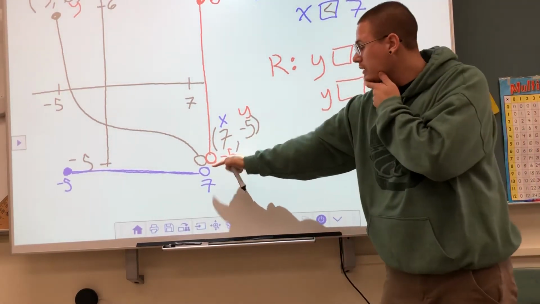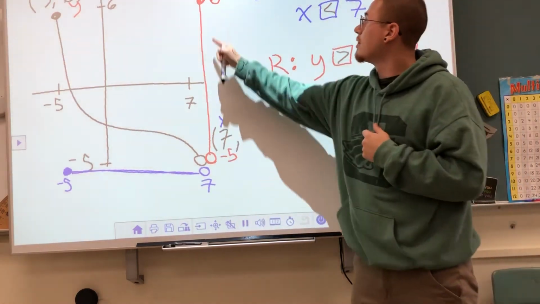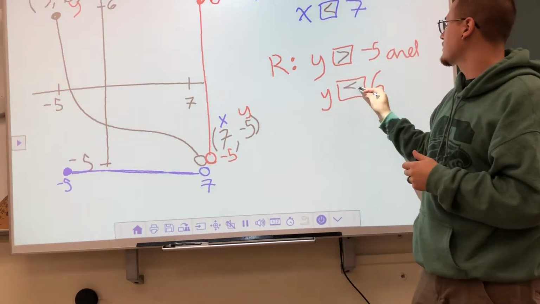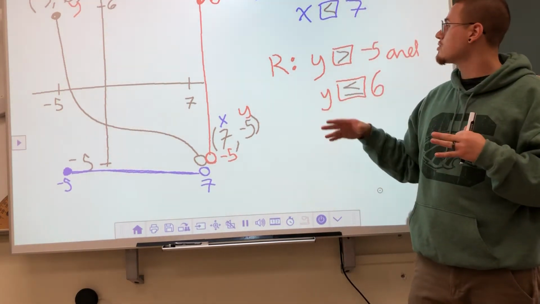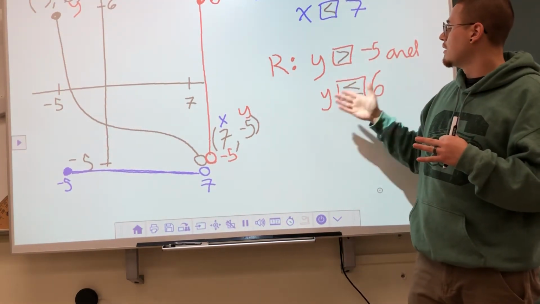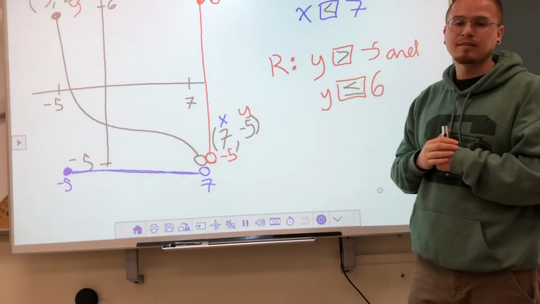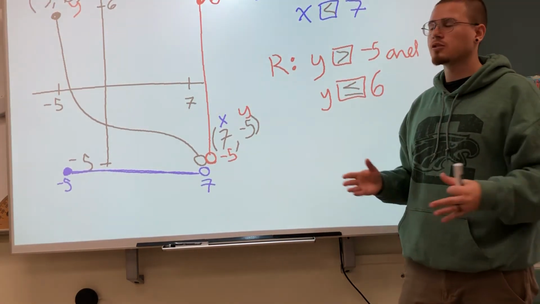We are greater than negative 5. We are less than or equal to positive 6 because of the open and closed circle. Sorry. And we know that all the y values for the range are greater than negative 5 and less than or equal to positive 6. That's how you find domain and range.